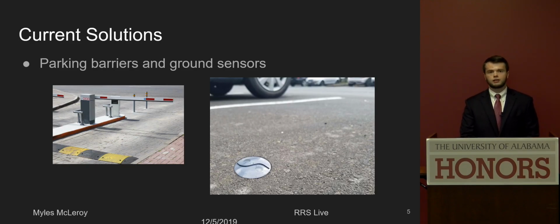Parking barriers are great. They work great for things like parking decks, but there are some problems with them. First of all, if the barrier doesn't come down quickly enough, multiple cars can go through at once, and it records one car entering the deck when really two came through the deck. Ground sensors are a little bit better because they detect each space individually, but they're really expensive. They can cost upwards of $100 per sensor, and you have to install them in each space and maintain them.